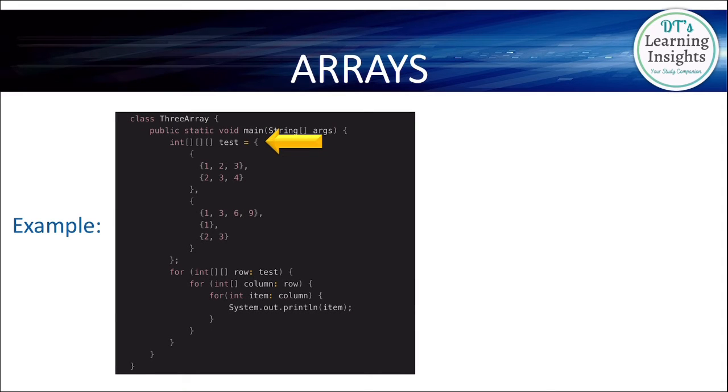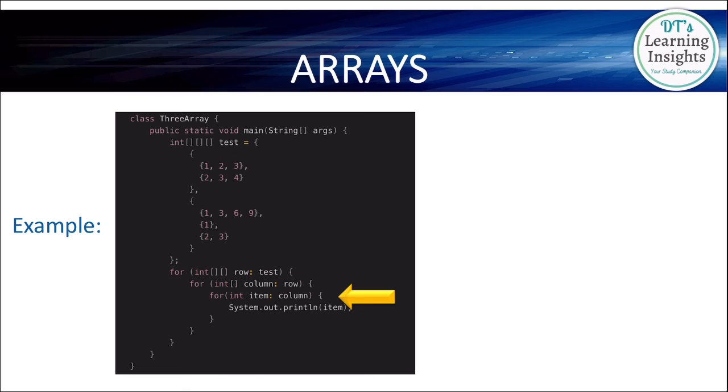Here a 3D array called test is created, which is having the set of elements. Then inside the first for each loop, a 2D array called row of integer data type is created and that is able to access each row of this 3D array called test. Inside that, we have another for each loop where a 1D array called column is created and that is able to access each column of this 2D array called row.